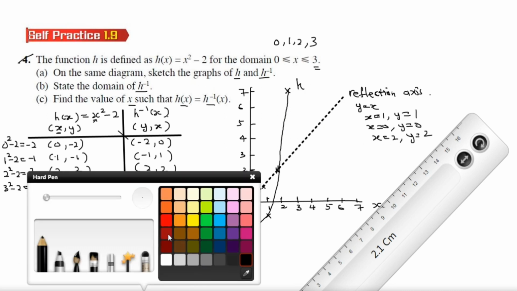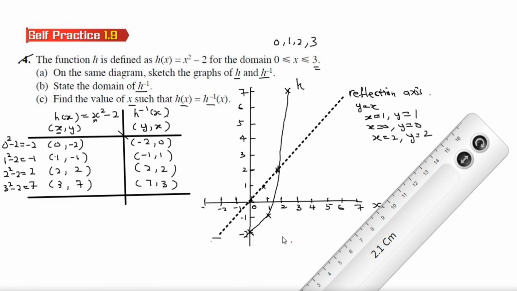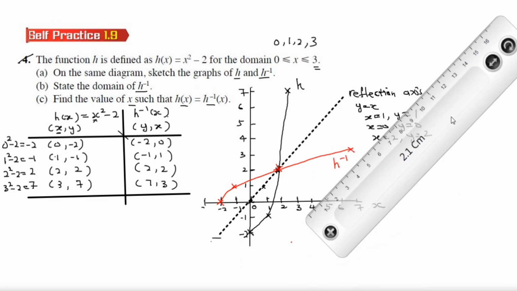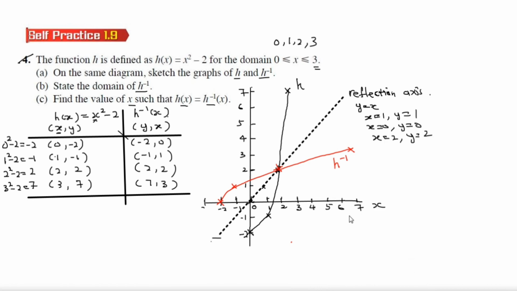I will use a different color to plot the H inverse. So the H inverse: negative 2, 0; negative 1, 1; 2, 2; 7, 3. Label this one as H inverse. Okay, done. That's how we draw H and H inverse on the same diagram.